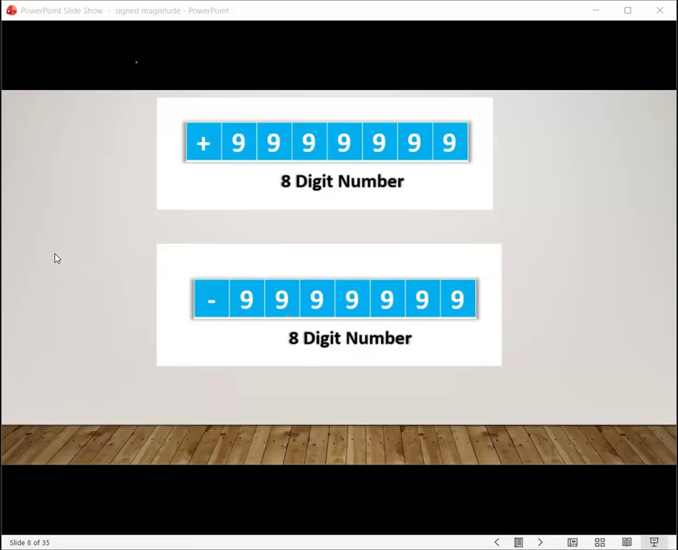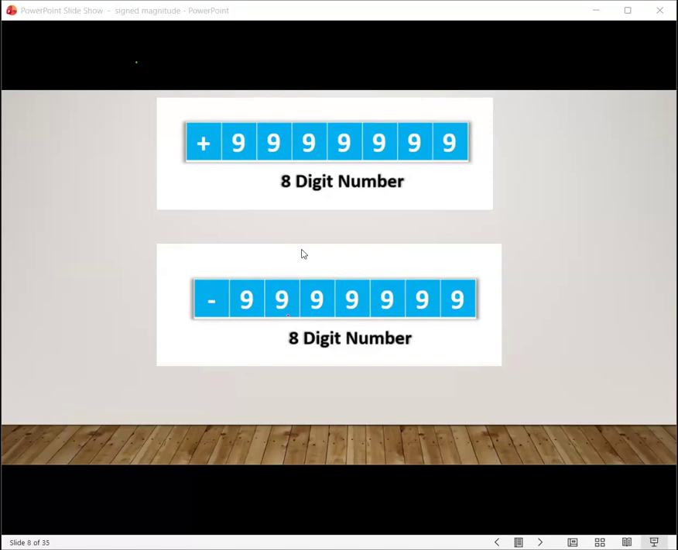Likewise, in 8 digits, we can write the biggest positive as 99999999, and for the negative side, the smallest is minus 99999999. Right. Okay, this is what we can represent.